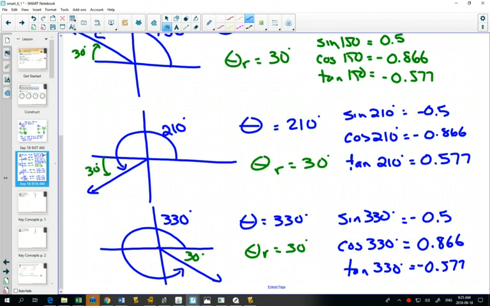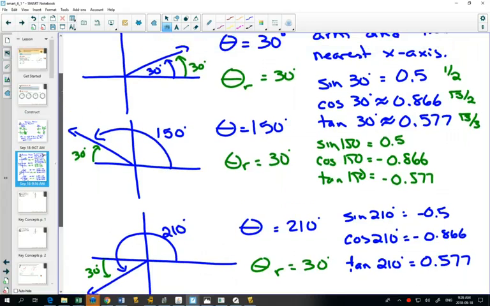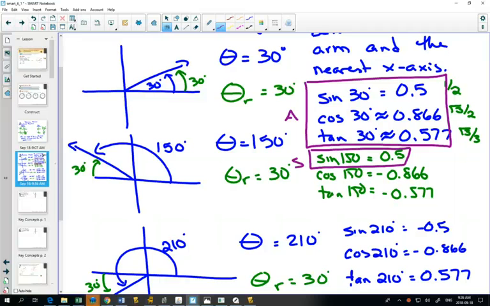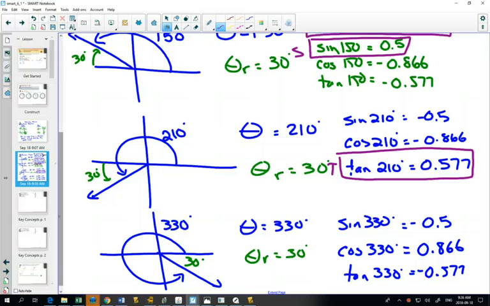Oh, the CAST rule. So if I go through this and put a purple box around the ones that are positive, all the ones in quadrant 1 ended up being positive. In quadrant 2, it was only sine. In quadrant 3, it was only tan. And in quadrant 4, it was only cos.